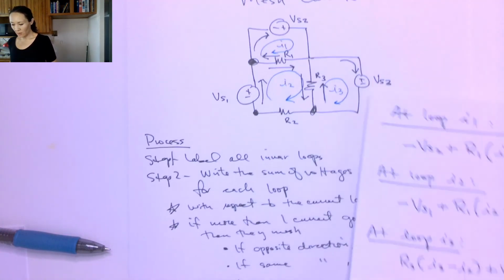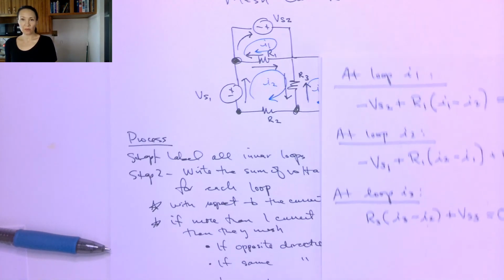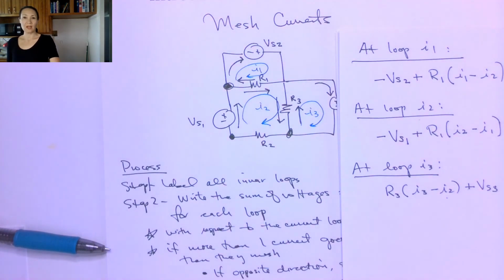So in the next video, I'll show you a specific example for applying this mesh current method to a circuit with 2 loops.